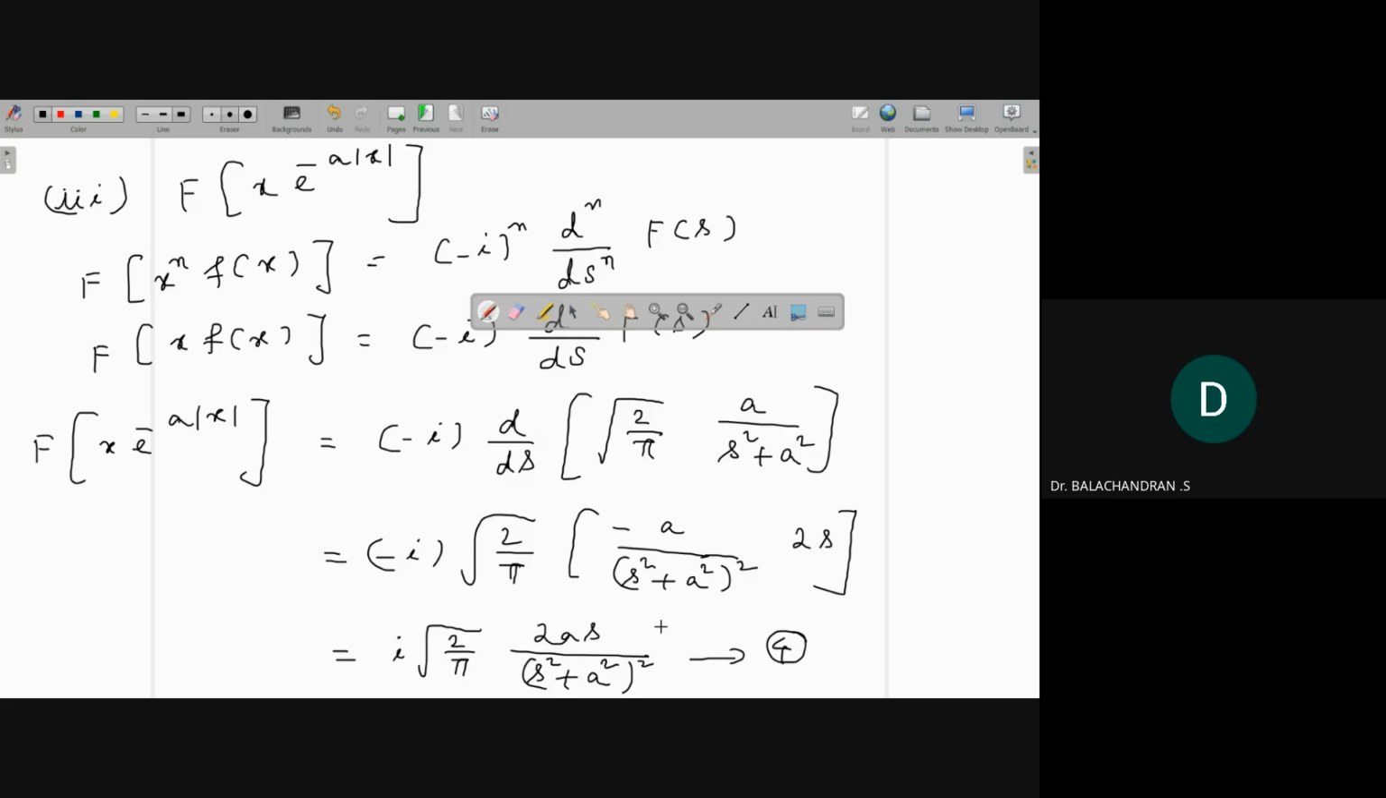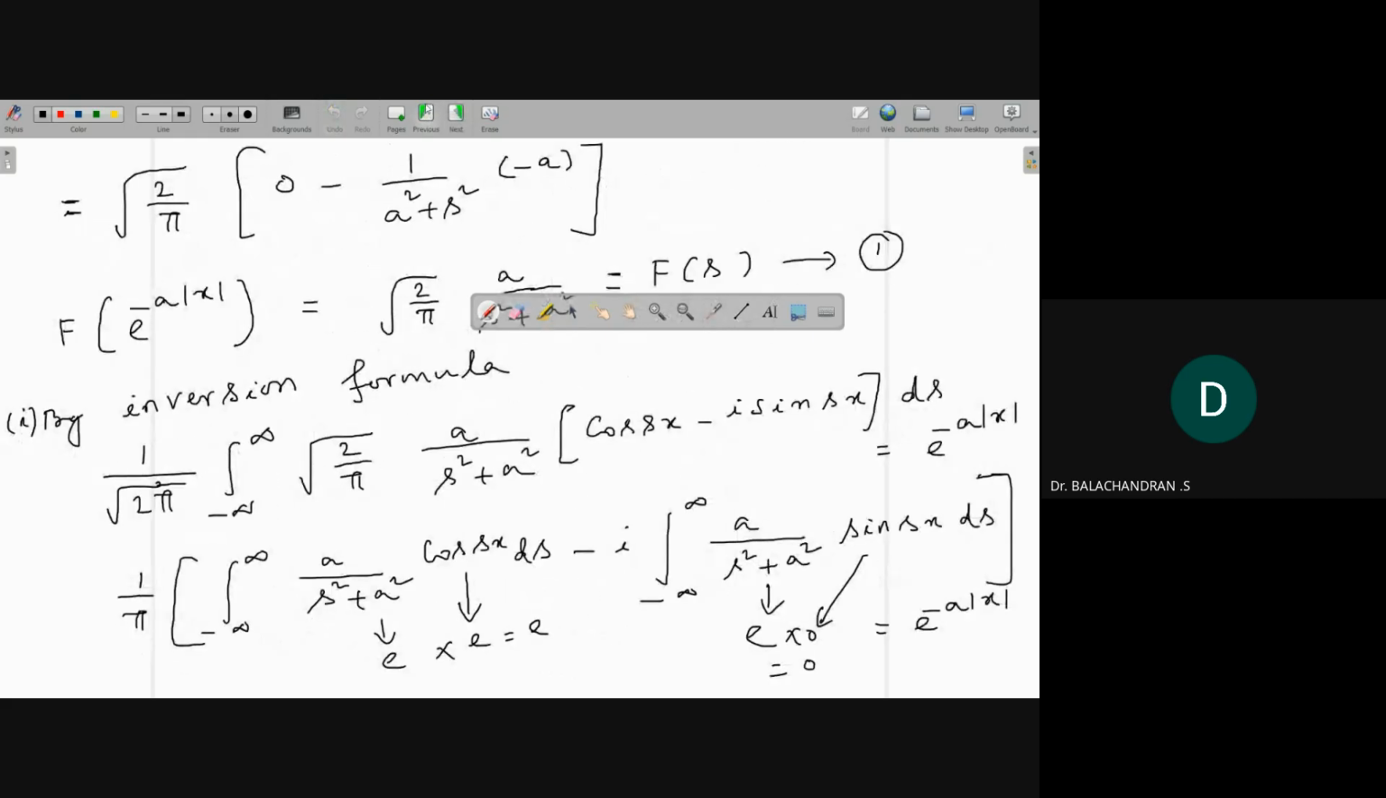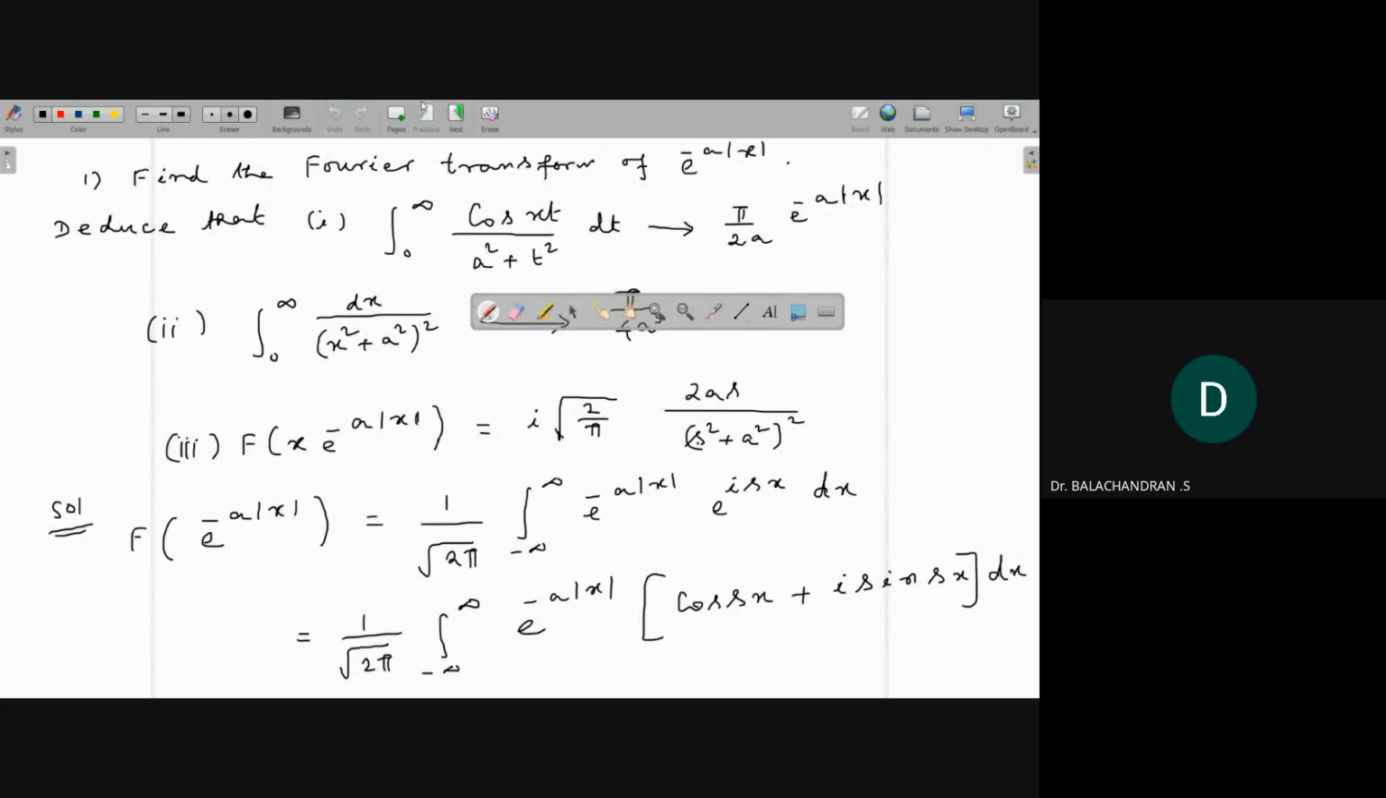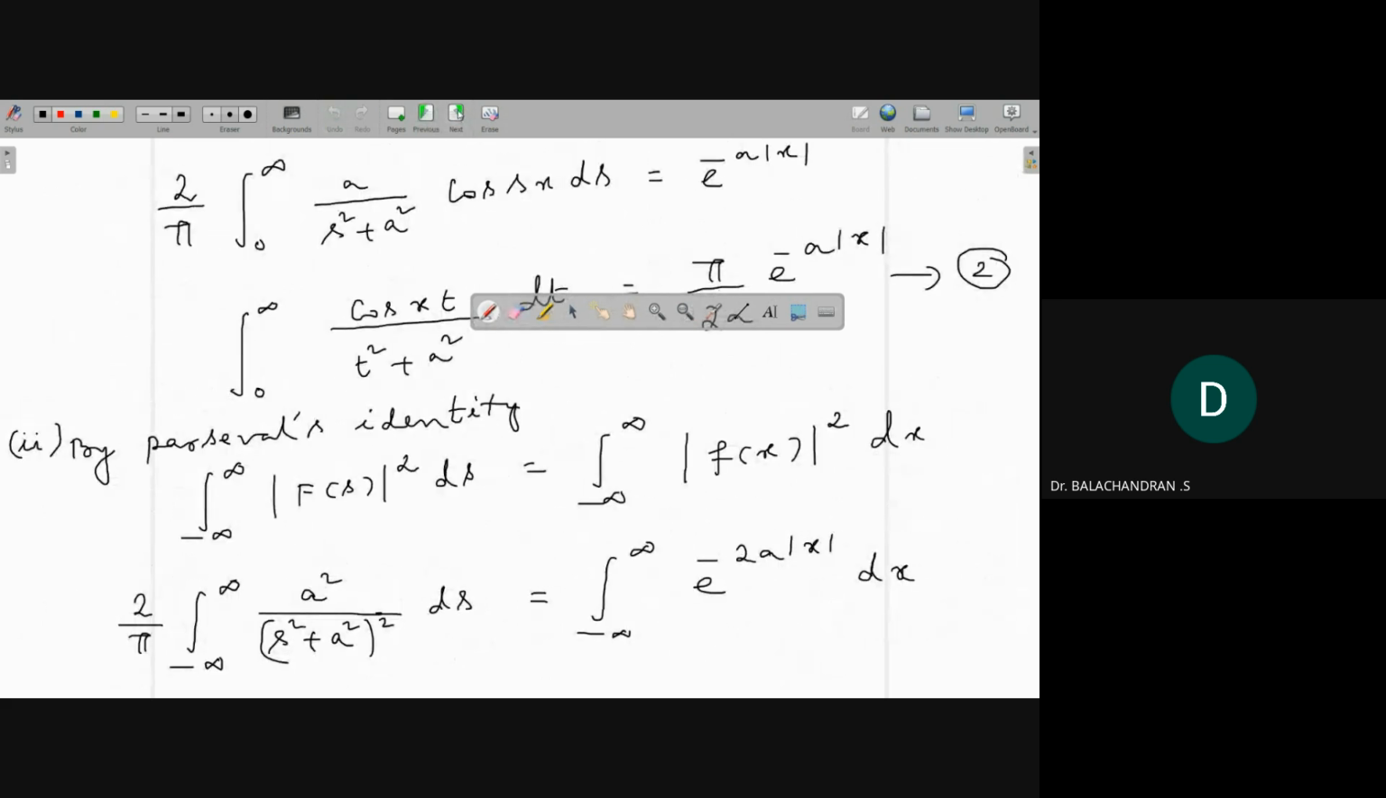I into root 2 by pi 2as by s square plus a square whole square. Already I gave the same answer here also in the first slide. Yes, I into root 2 by pi 2as by s square plus a square whole square. So the first problem is over. Next, one more problem we will discuss.